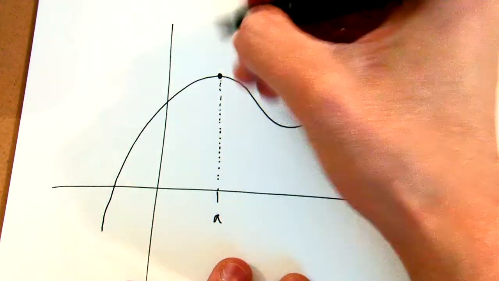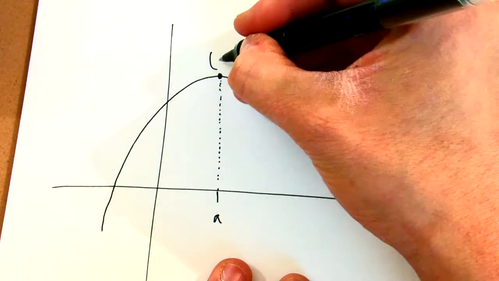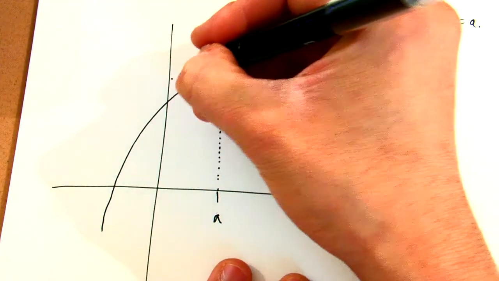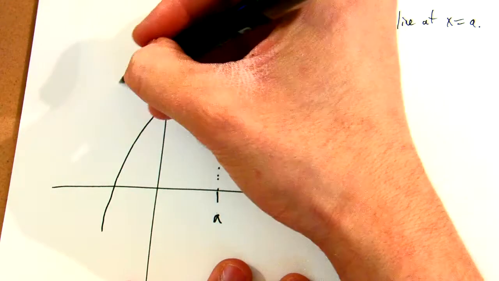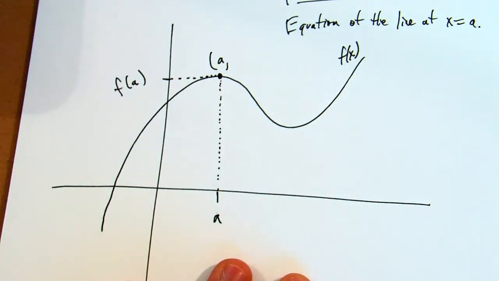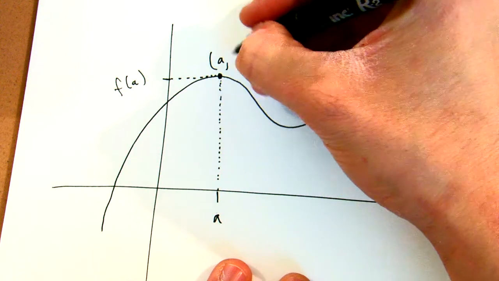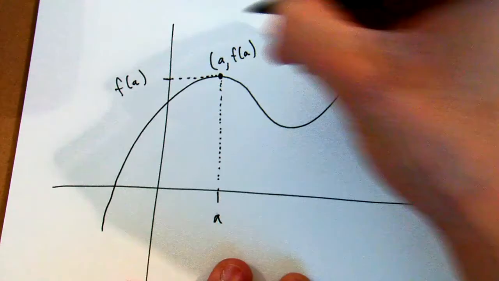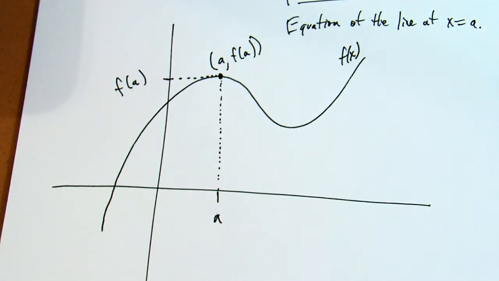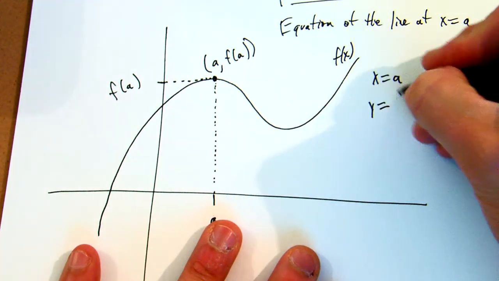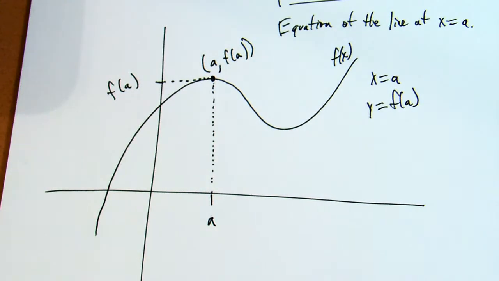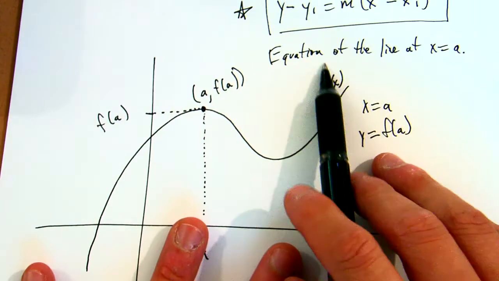I know the x value is what? A. What is the corresponding y value? Because this is f, this is f of A, right? Remember, f of A is just the y. So do we agree this is A, comma, f of A? Is that okay? All right. So this means that the x value is A and the y value is f of A. Cool? Alright.